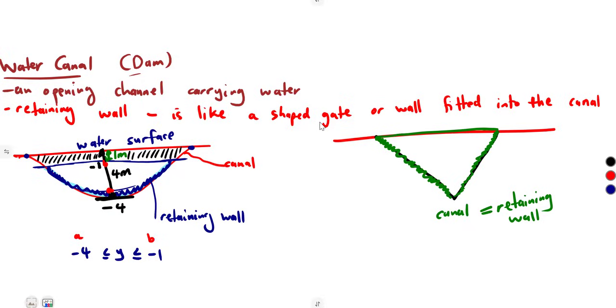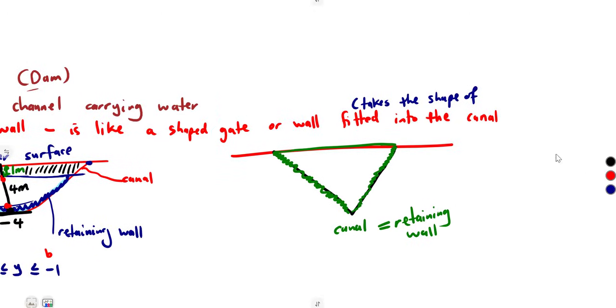So for calculations, only the retaining wall or the gate is used, not the whole canal. Since it is fitted, it takes the shape of what? Takes the shape of the canal.